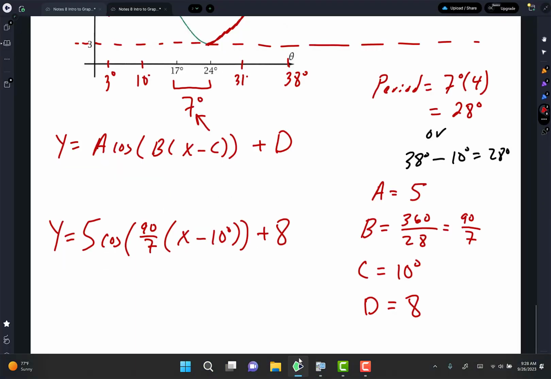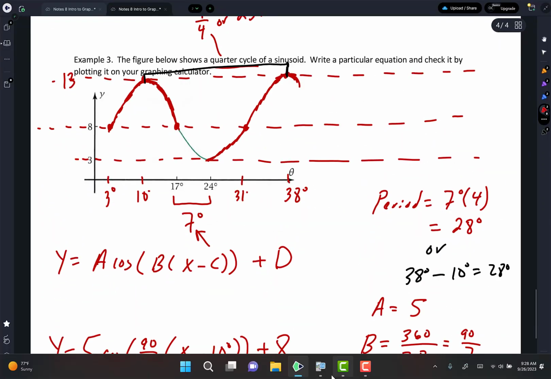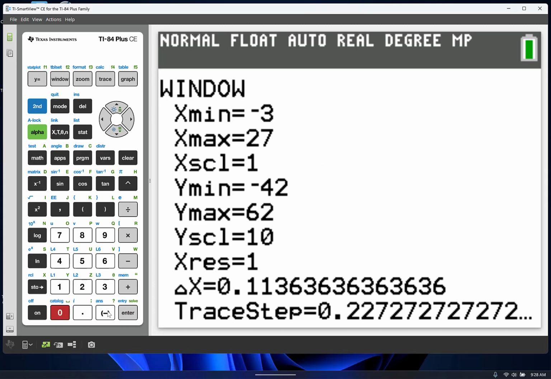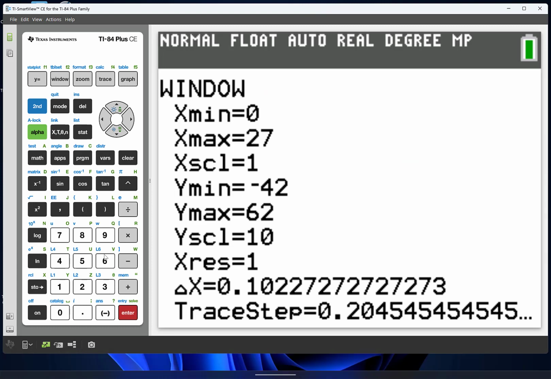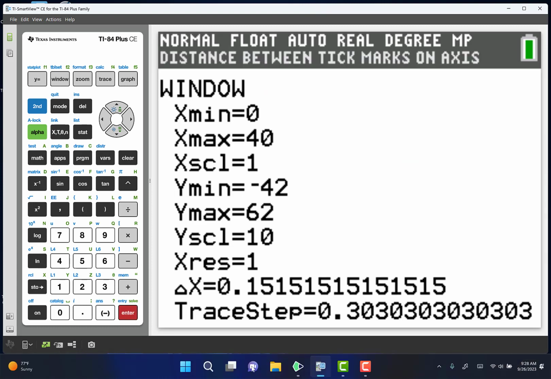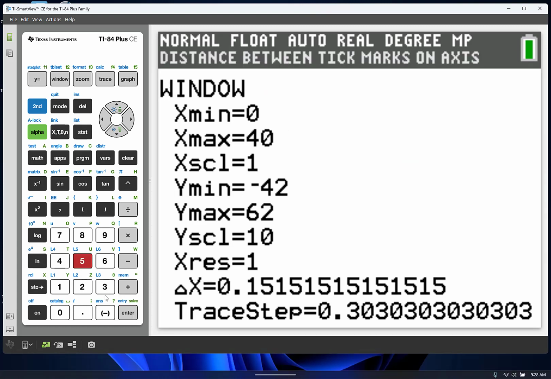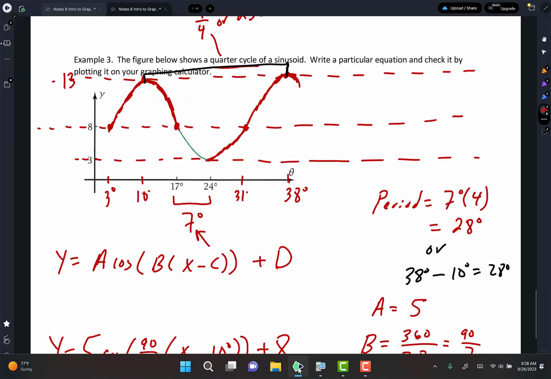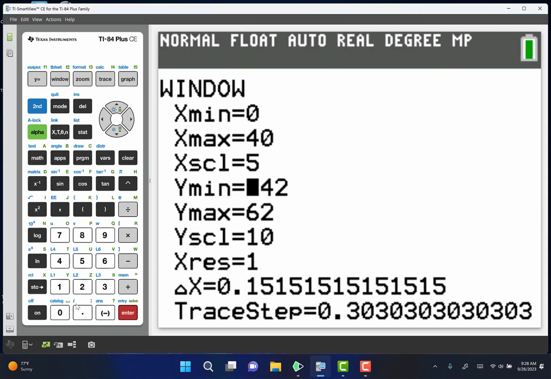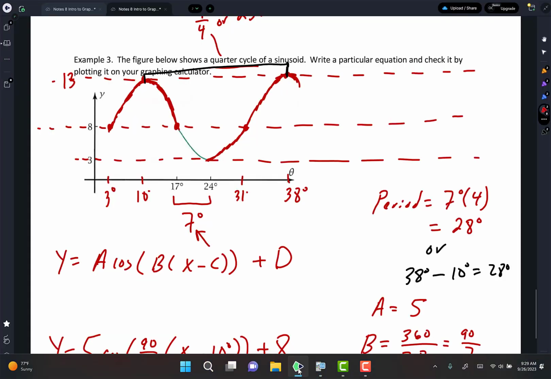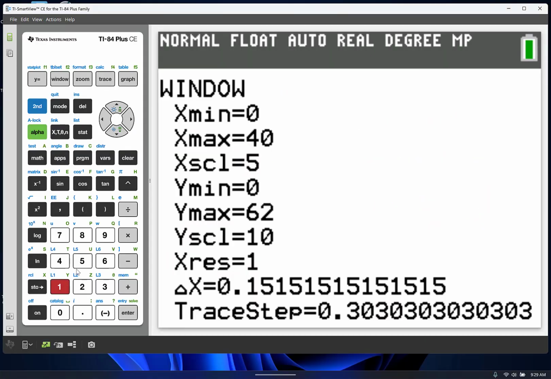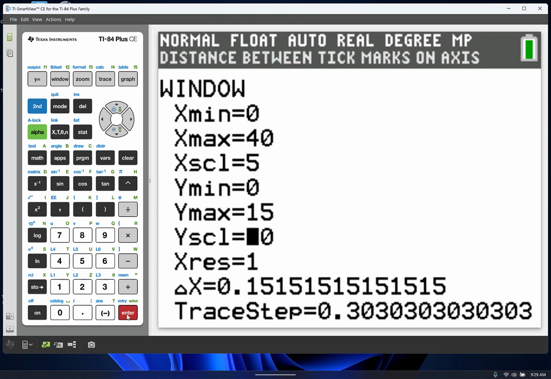Window. Let's see. For x min, 0. For x max, I'm going to say 40. For x scale, I'm going to go by 5. Y min, I'm going to say 0. Y max, I'm going to say 15. Y scale, let's go by 2. Graph.